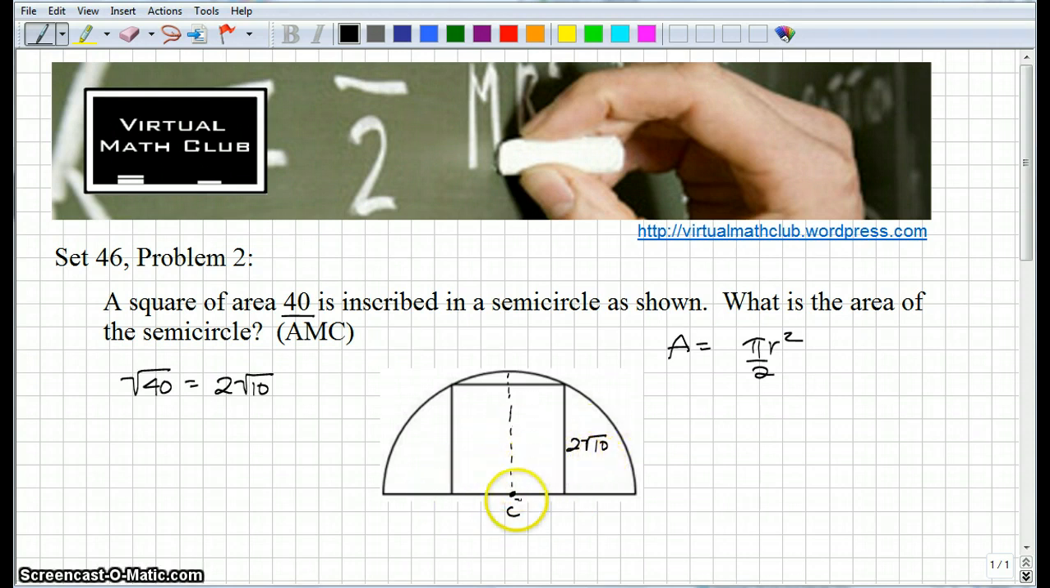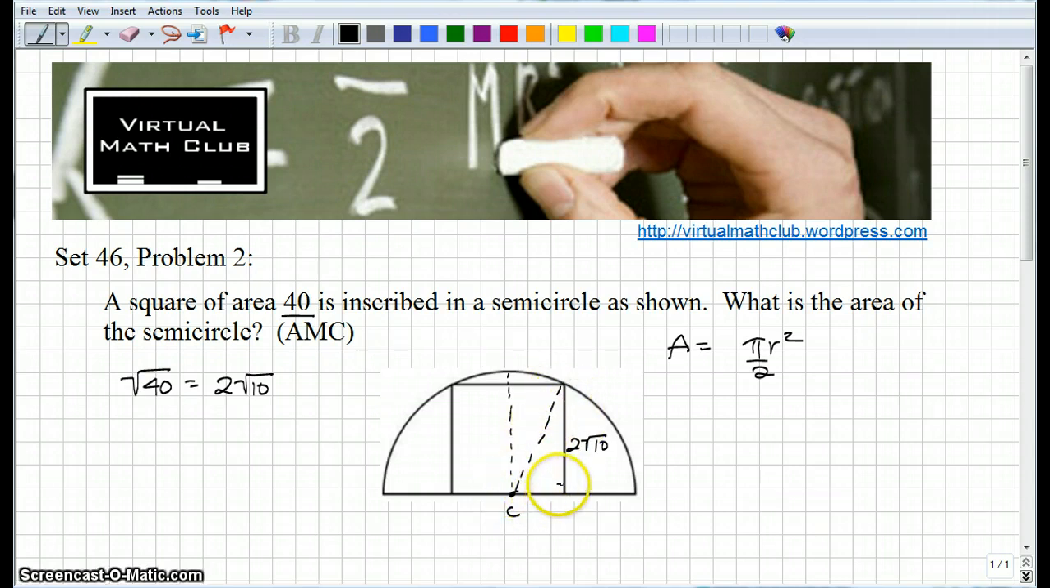Okay, and then I can draw a radius. And I can draw a radius anywhere to the edge of the circle from the center. Okay, but I want to draw it to an advantageous spot. And so I would like to draw it to a point where the square is touching the circle. Okay, that's an advantageous spot, because then I kind of make this triangle here.